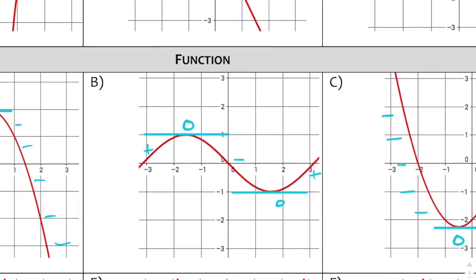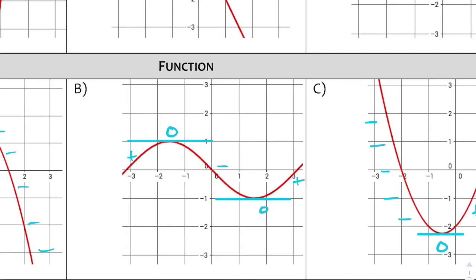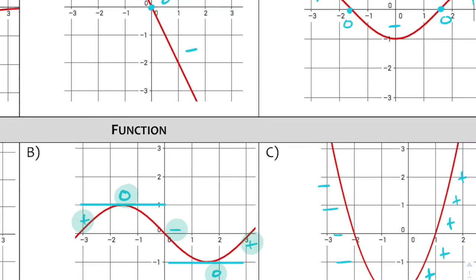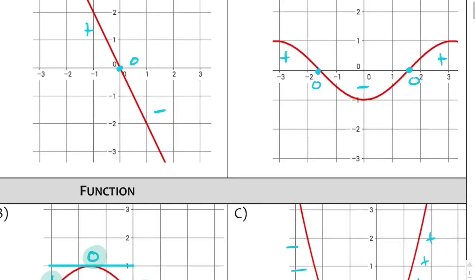B, it looks like a sine function. It's actually negative sine. So you'll notice we have a positive slope, and then a 0, then a negative slope, then a 0, then another positive slope. The only thing that oscillates like that is number 6.